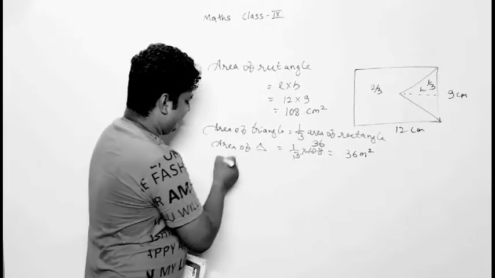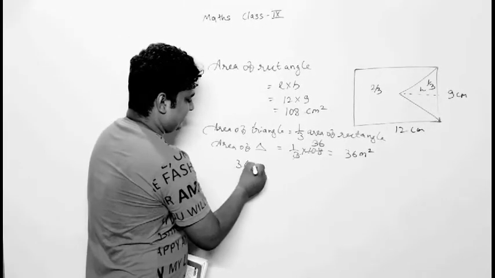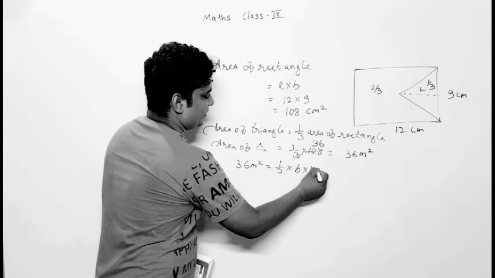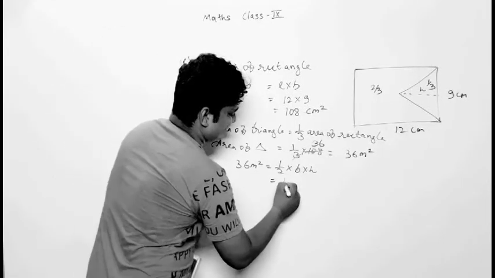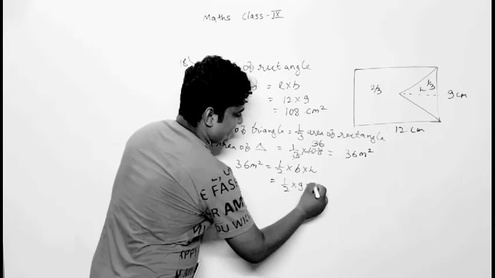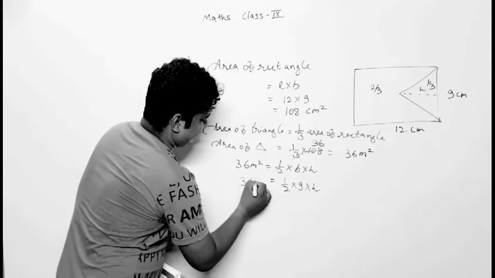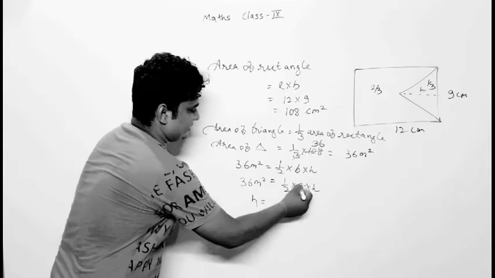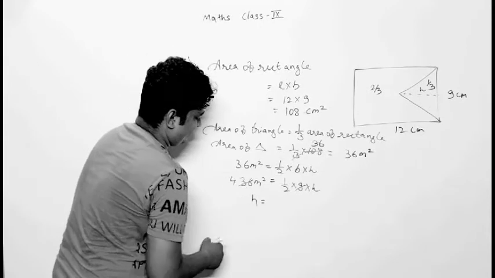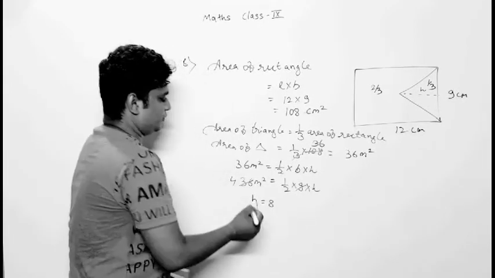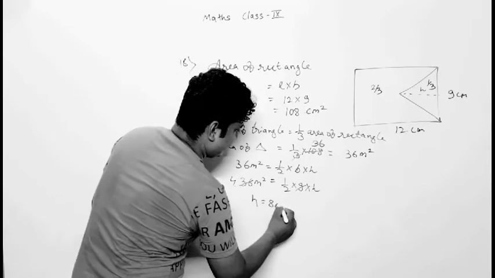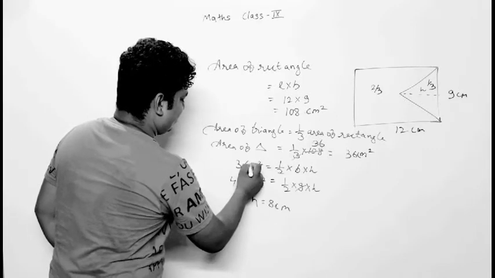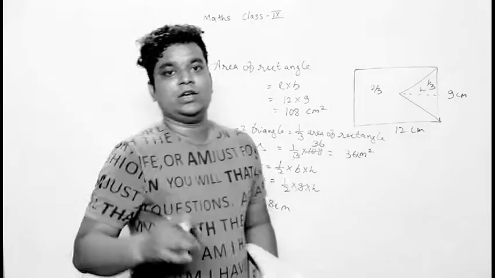After that, what is the actual area of triangle? 36 meter square equals half into base into height. We take the base as given, 9, and the height as h. So 36 meter square equals half into 9 into h. When we calculate for h, 4 is multiplied, so h equals 8. So 8 centimeter is the height of this particular triangle, which was 1/3 of the rectangle. It was in centimeter.